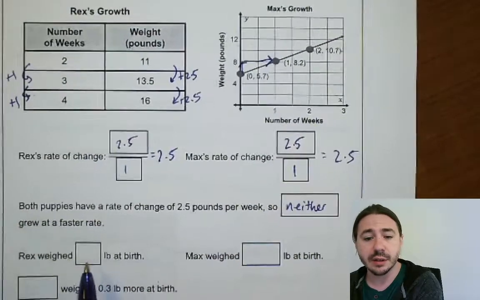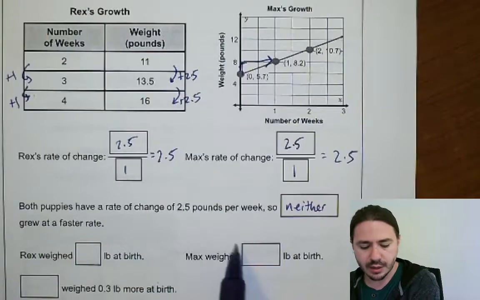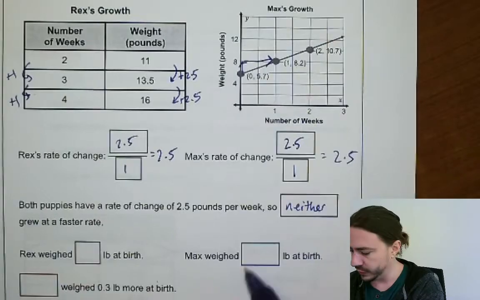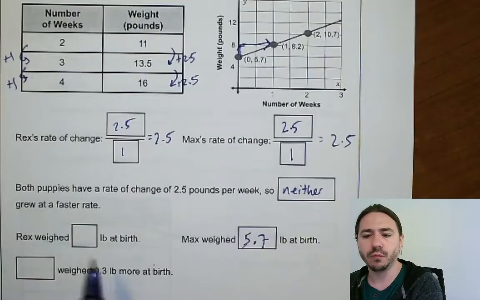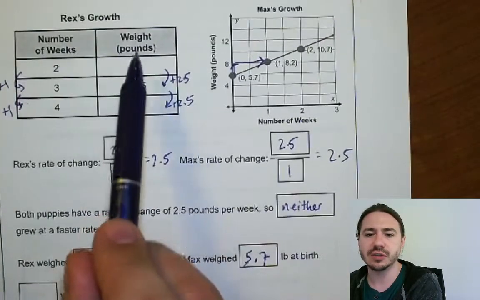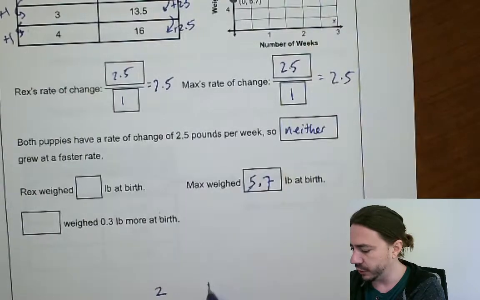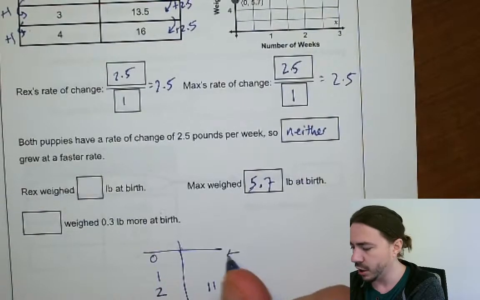Rex weighed some number of pounds at birth. Max weighed some number of pounds at birth. Okay, so Max's is a little bit easier because you can see it right here. It's 5.7. But how big was Rex? Right now, I think the easiest way to do this is just to work backwards in the table. So I'm going to continue the table over here, 2, 11, and then 1 something, 0 something. And so this is going to be where our answer is.